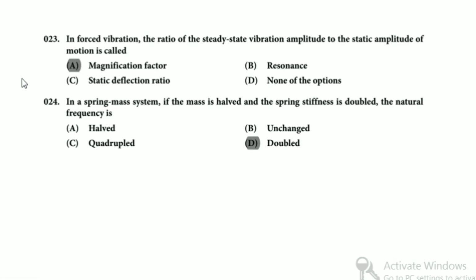Question number 23. In forced vibration, the ratio of steady state vibration amplitude to the static amplitude of the motion is called as. The options given: magnification factor, resonance, static deflection ratio, and none of the options. From the definition they have given, a ratio of a steady state vibration amplitude to the static amplitude, that shows the magnification factor. So option A should be the right answer.